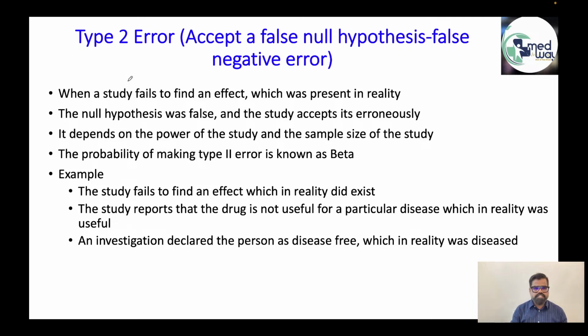Okay. Similarly, I'll give you examples of type 2 error. The study fails to find an effect which in reality exists. There is a relationship, there is an effect, but the study is not able to find it. So you are making an error, beta. The study reports that the drug is not useful for a particular disease, but in reality it is useful, beta. The investigation declared that the person is disease free, but in reality the person is suffering from disease, error, beta, type 2 error.